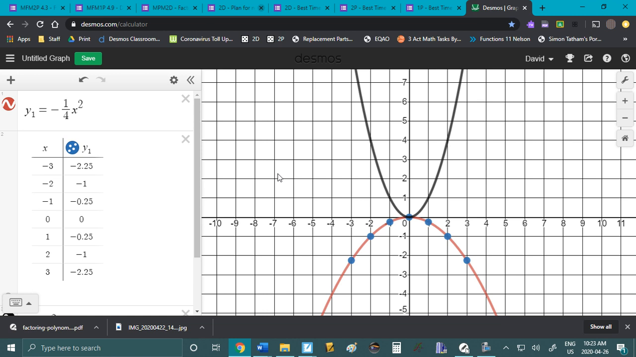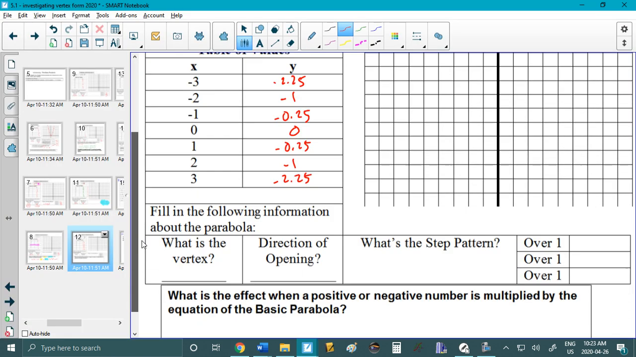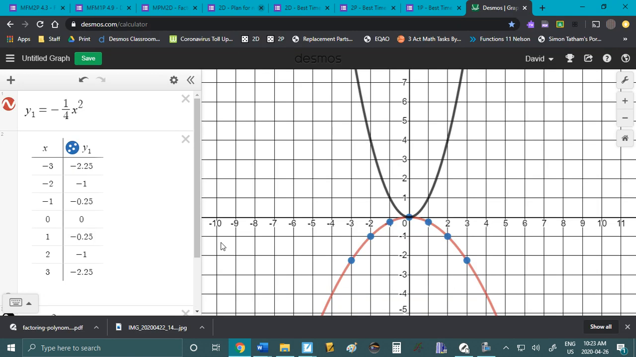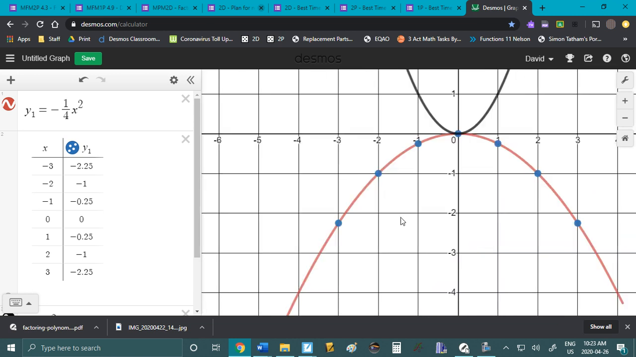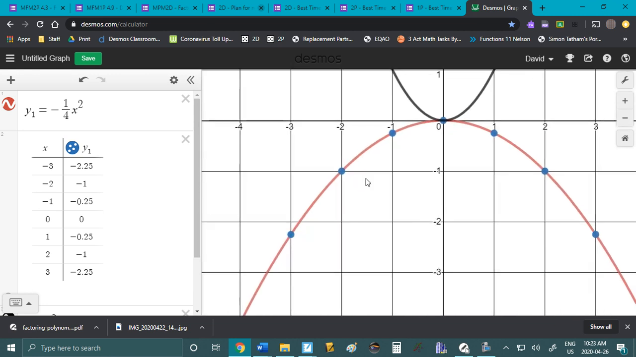One, the parabola's upside down. So it opens down now. This is the first time that one of our parabolas has opened down. The vertex is still 0, 0. And to get the step pattern, I'm going to zoom in a bit here and try and figure out what this step pattern is. So this point right here, the y value is negative 0.25.